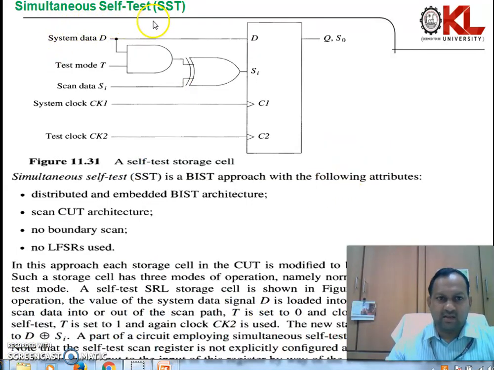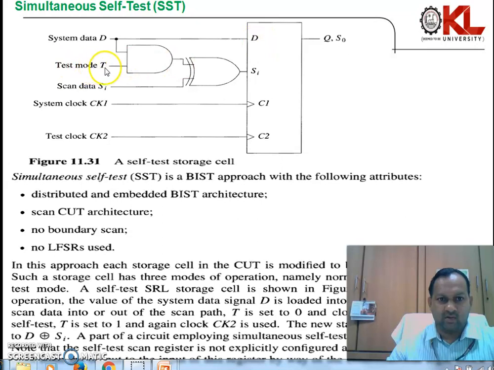Coming to the next architecture, simultaneous self-test. In this self-test, you can observe the circuit diagram, where AND gate, XOR and D flip-flop are used. Here the storage cells have three modes of operation: normal, scan and test modes. In the normal mode of operation, system data D equals 0, and the output should be directly connected to the D flip-flop.